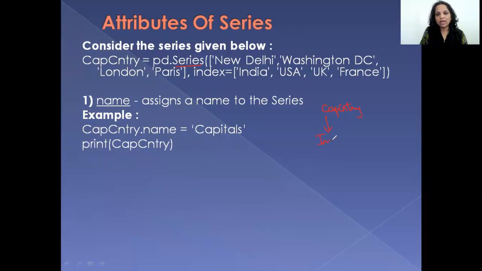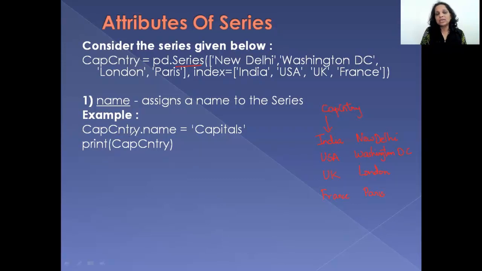We have India as the first index, and the value associated with India is New Delhi. Okay. Then we have USA, and the value associated with it is Washington, DC. Then we have UK, and the value associated with it is London. And then we have France, and the value associated with it is Paris.